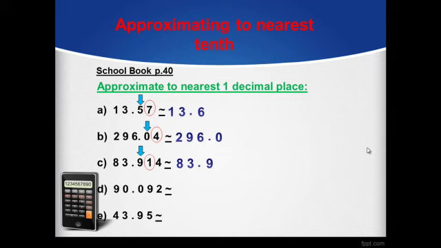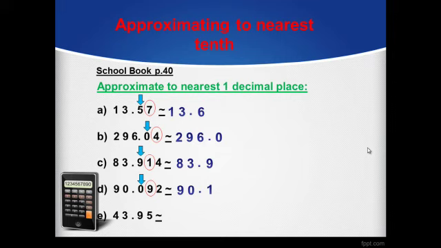Letter D, 90.92. Our 10th digit is 0. We will put numbers before it, same as it is, 90, and our decimal point also will be kept same as it is. Then our 100th digit is 9. Strong number that will give 1 to 10th digit, and 0 will become 1, and numbers after 10th digit will be cancelled out.